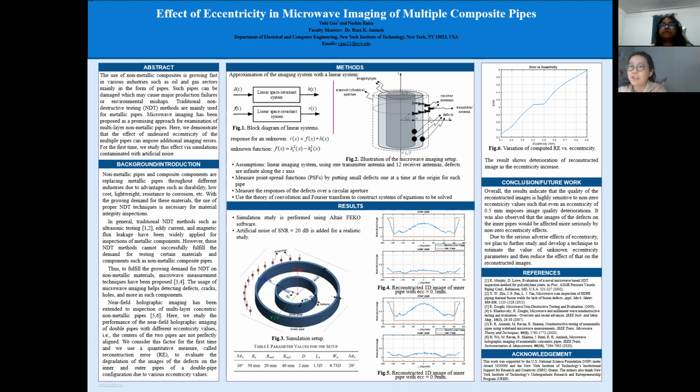In general, eccentricity is a very important factor, and from the results of our studies, the quality of the reconstructed images is highly sensitive to non-zero eccentricity, where even a 0.5 millimeter eccentricity can cause image deterioration. With the serious effect of eccentricity, we plan to further develop a technique to estimate the value of unknown eccentricity parameters and then try to reduce the effect of that on the images. This is an ongoing work that we hope will give promising results.